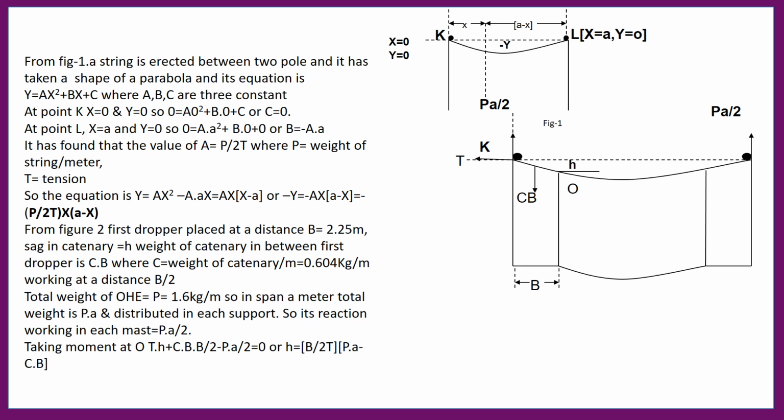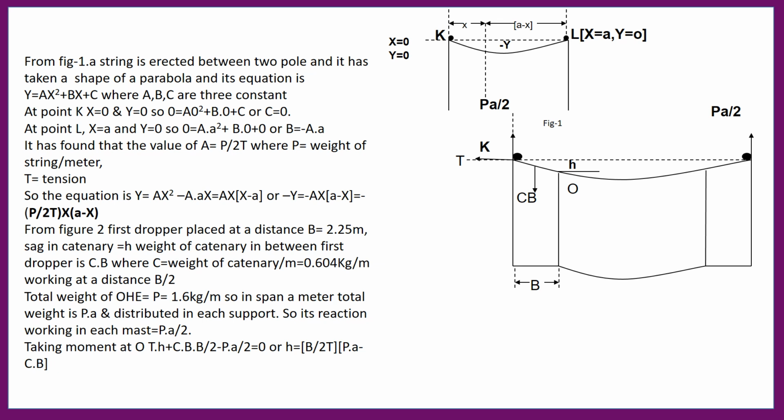So the other end will be a minus x. The span is a. So we have given the dropper, any dropper, at x distance. So the remaining distance will be a minus x, where a is the span.